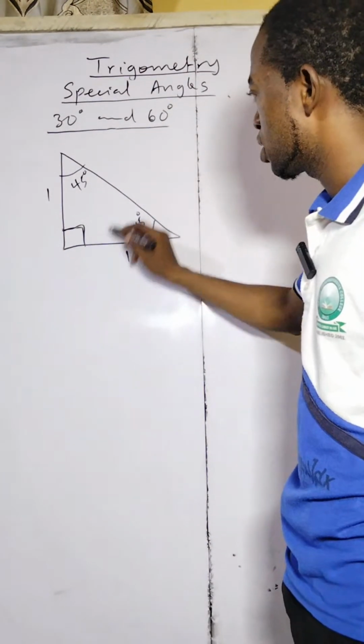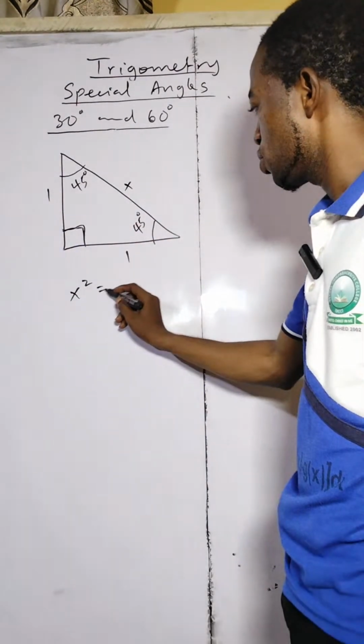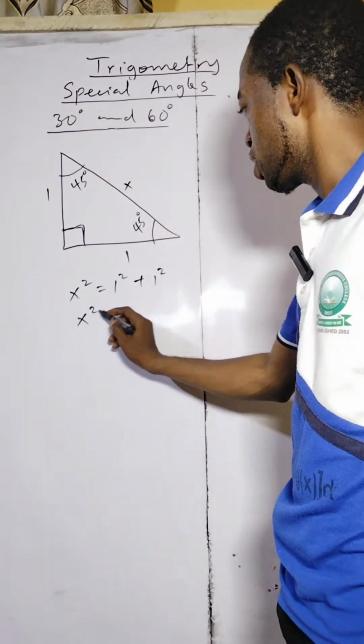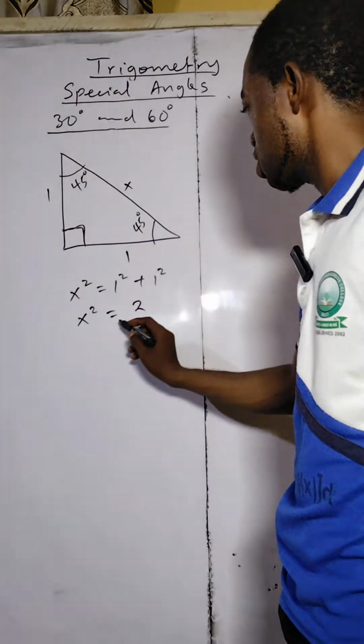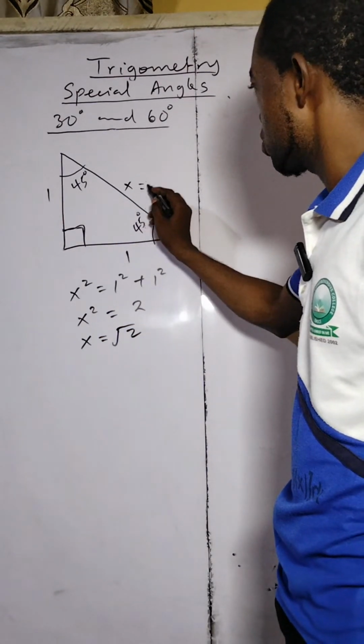Now, this is 1, 1. Of course, x here is the hypotenuse. So we can now say x squared will be 1 squared plus 1 squared, and that will give us x squared equals 2. That means x is equal to root 2. Now, it means this side is root 2.